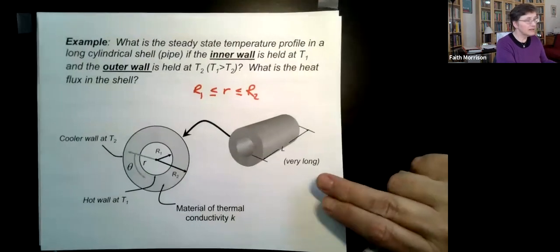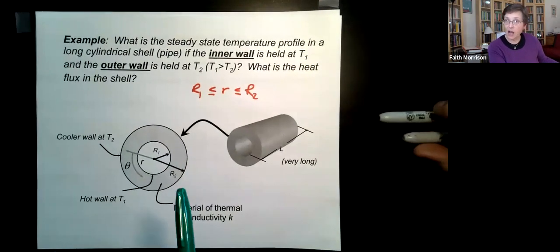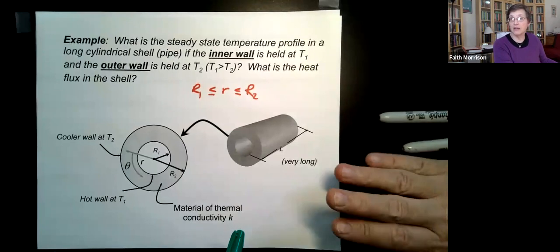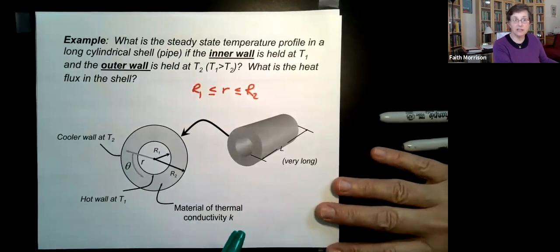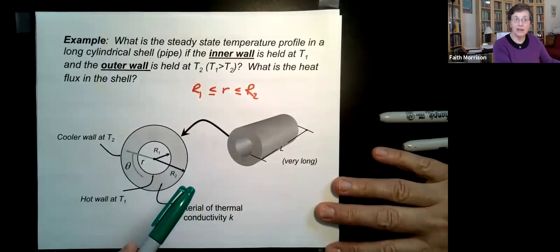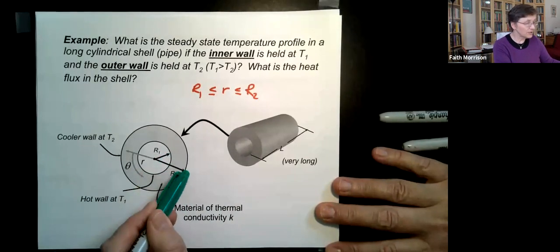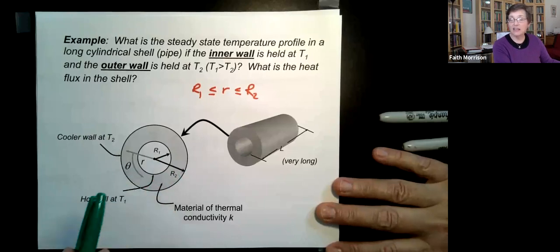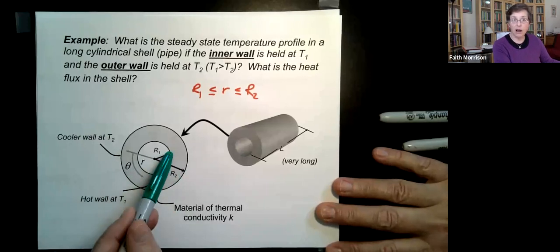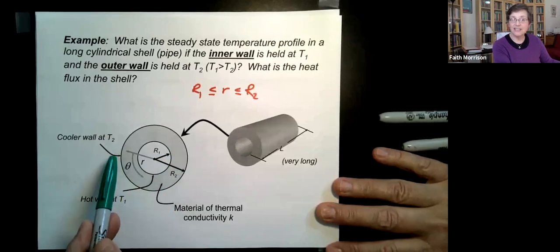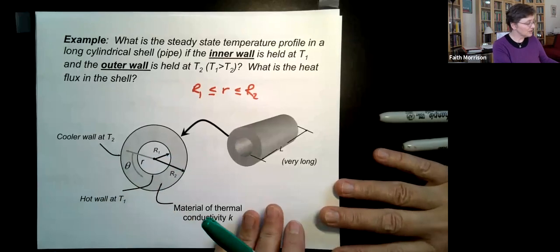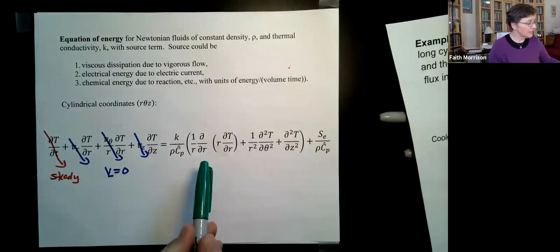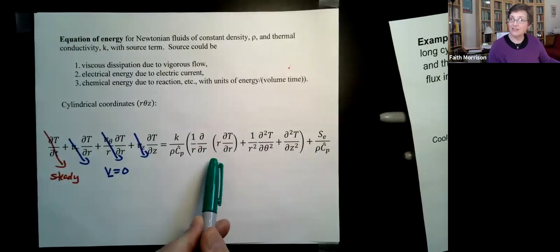And my favorite way to convince myself without a doubt whether or not there's a variation in the direction is to identify two locations, let's say R1 and R2, and ask myself, are the temperatures different? So in this case, we were given that the temperature at R1 is T1 and the temperature at R2 is T2. So they are different. So certainly we do expect the temperature to vary when R is different. And so we keep this term.